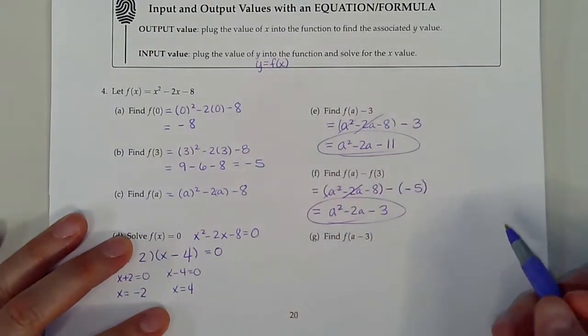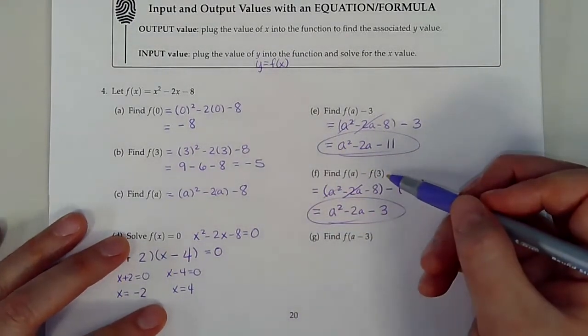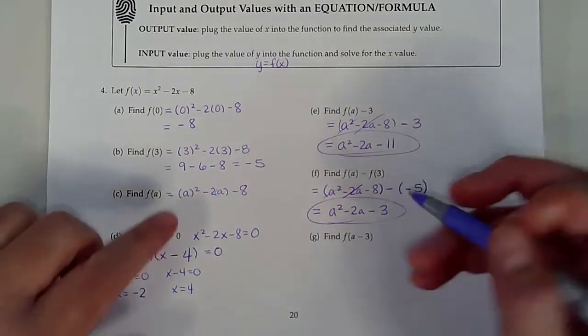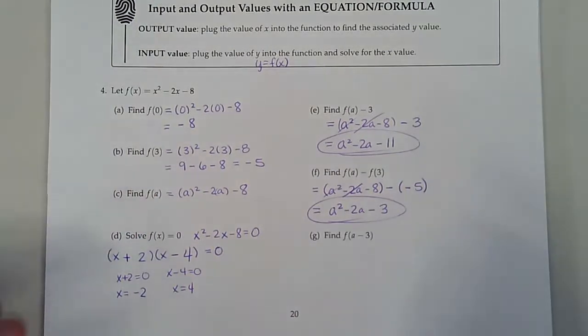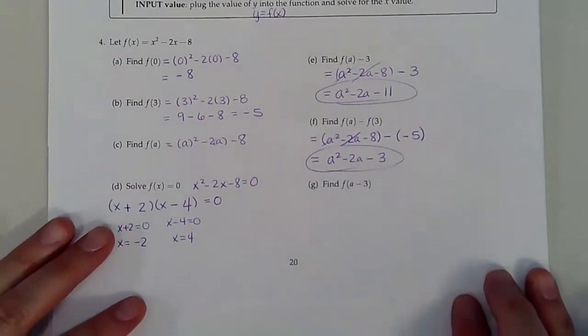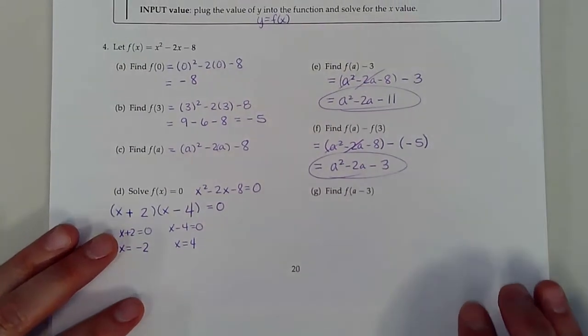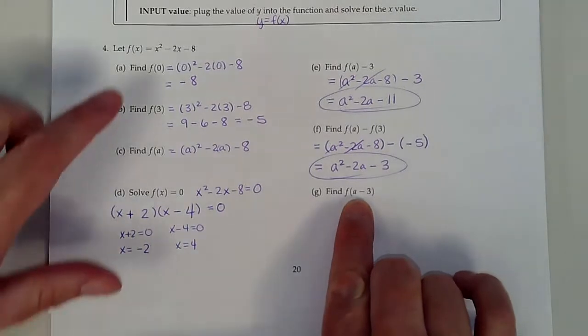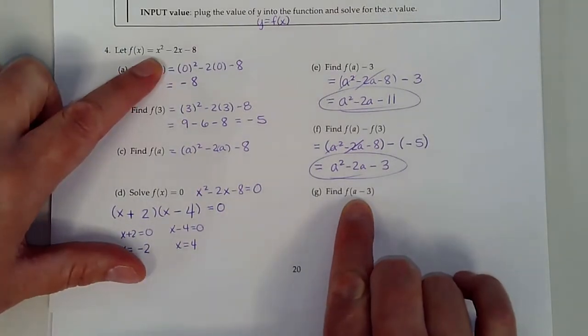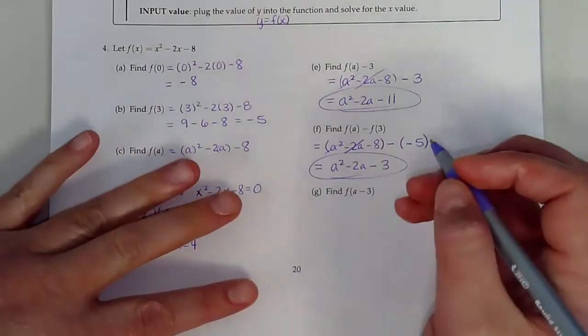If we hadn't found f of 3 earlier, and this was maybe something else like f of 4, we would go through this same process and put that in over here and then simplify. All right, last one, find f of a minus 3. So this is another output problem, and we're actually going to plug a minus 3 in everywhere we see x, and then we'll go through and simplify this.